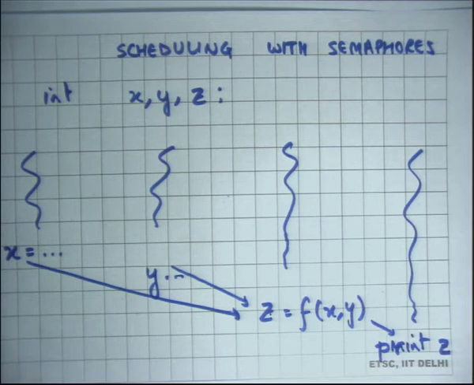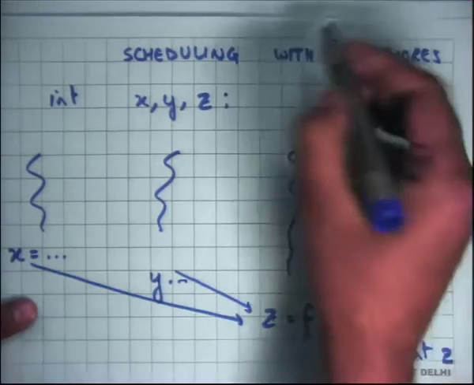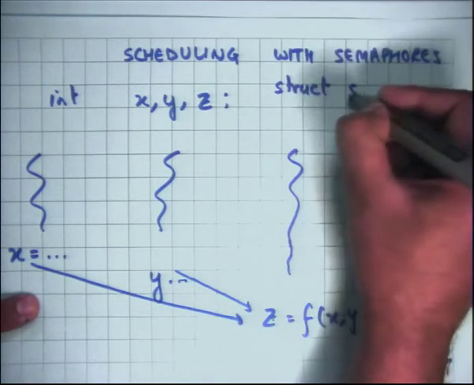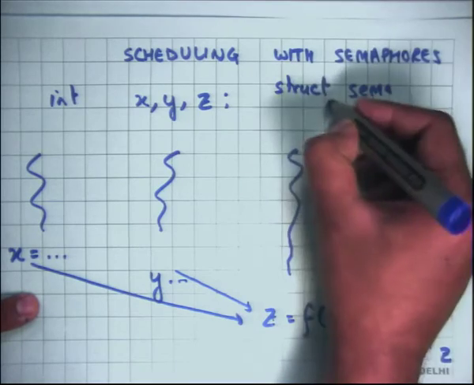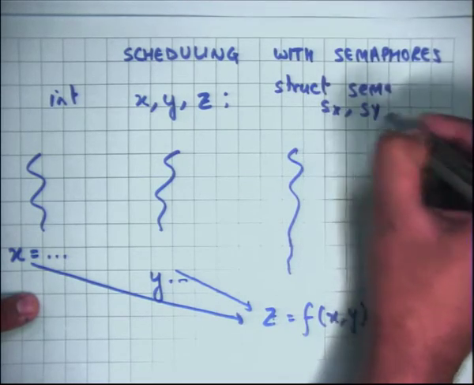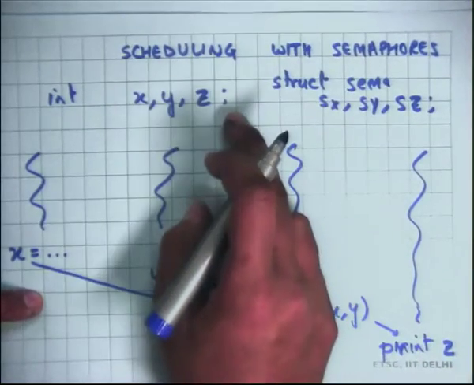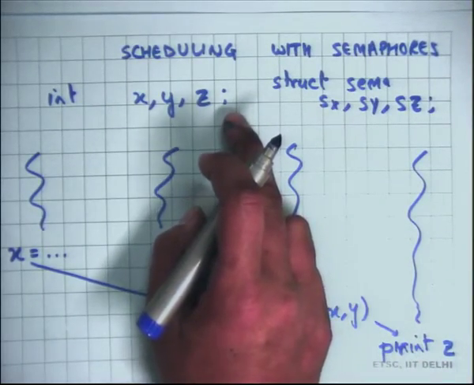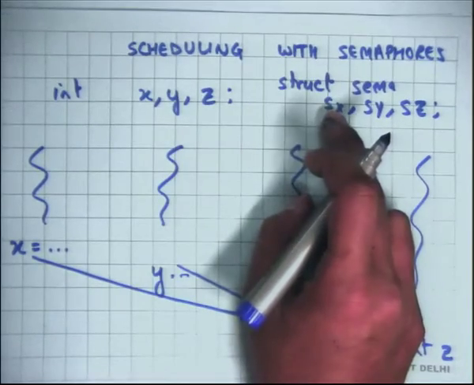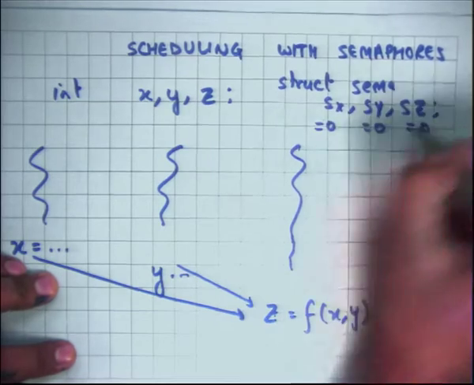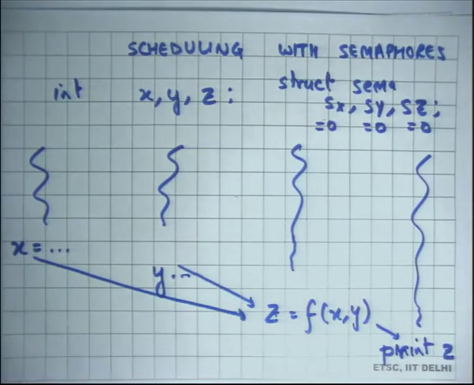Okay, one way to do this is using semaphores. So, you can say struct sema sx, sy and sz. You associate one semaphore with each variable, denoting whether that variable has been computed or not, right. So, sx, and you initialize it to 0. All these semaphores are initialized to 0. So, you call the sema init function to initialize them to 0, and then you write code something like this.